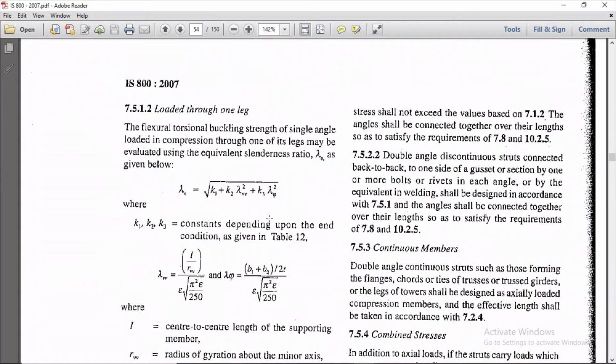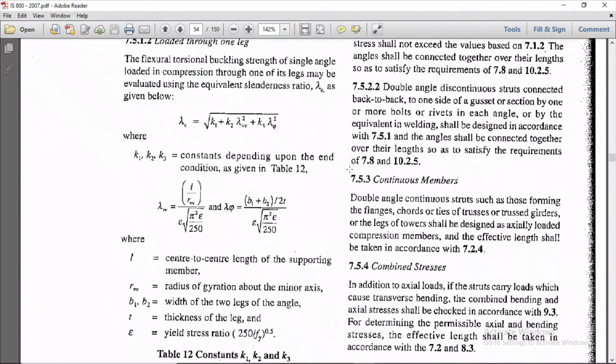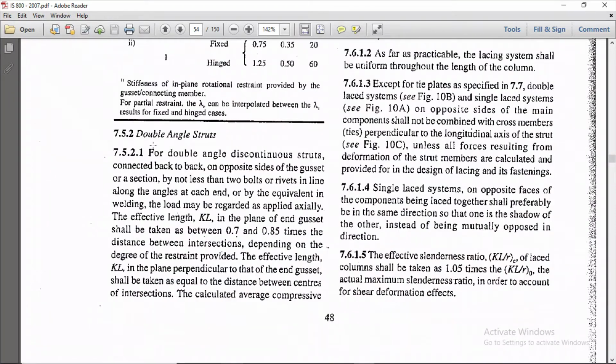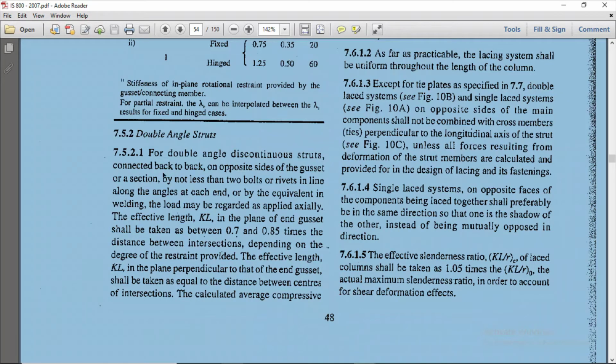7.5.2.1. 7.5.2.1 is here. Double angle strut. For double angle discontinuous struts connected back to back on opposite sides of a gusset or a section by not less than 2 bolts or rivets in line along the angles at each end or by the equivalent in the welding, the load may be regarded as applied axially.